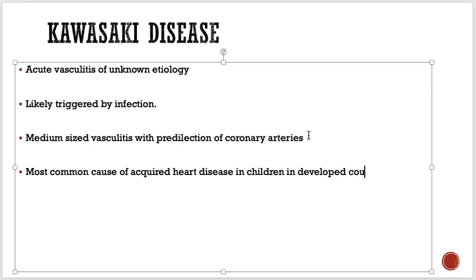Why developed countries? Because remember, guys, in developing countries, it's rheumatic fever which gives this thing. So in developed countries, it's Kawasaki disease which gives this one. The peak age is 3 months to 5 years of age. It is more common in Asians, and then comes the Caucasians. So this is the general introduction about this condition.